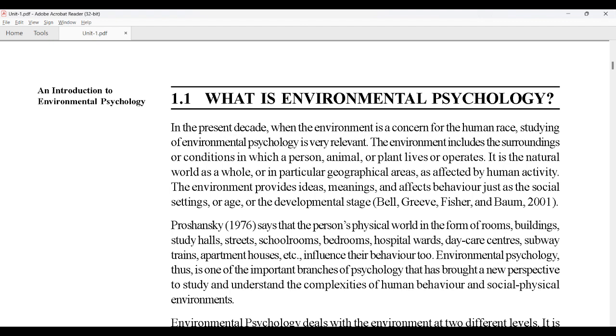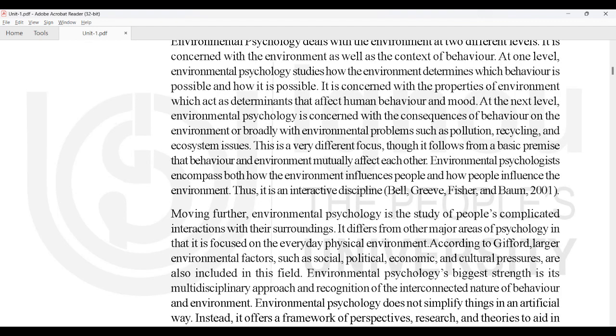Environmental psychology deals with the environment at 2 different levels. It is concerned with the environment as well as the context of behavior. At one level, environmental psychology studies how the environment determines which behavior is possible and how it is possible. It is concerned with the properties of environment which act as determinants that affect human behavior and mood. At the next level, environmental psychology is concerned with the consequences of behavior on the environment or broadly with environmental problems such as pollution, recycling, and ecosystem issues.